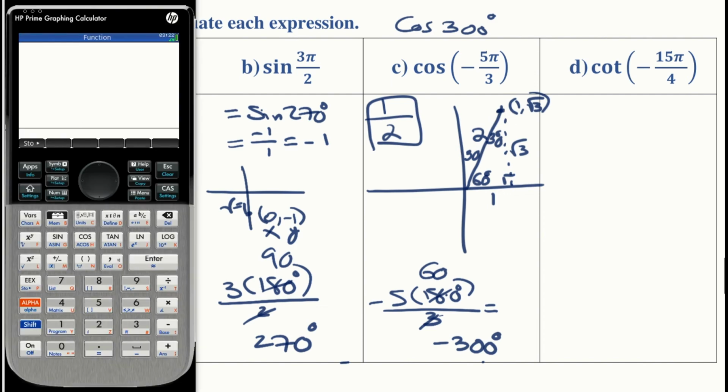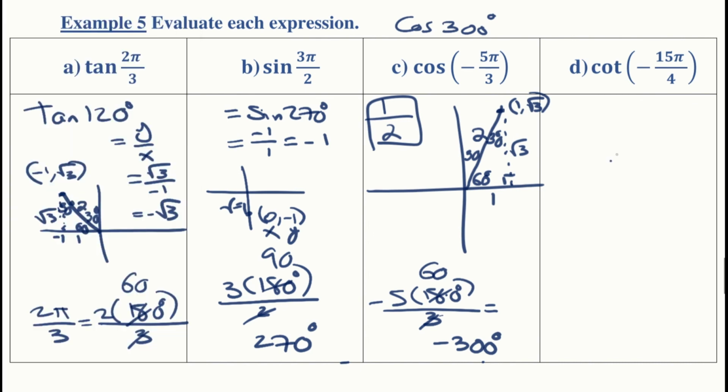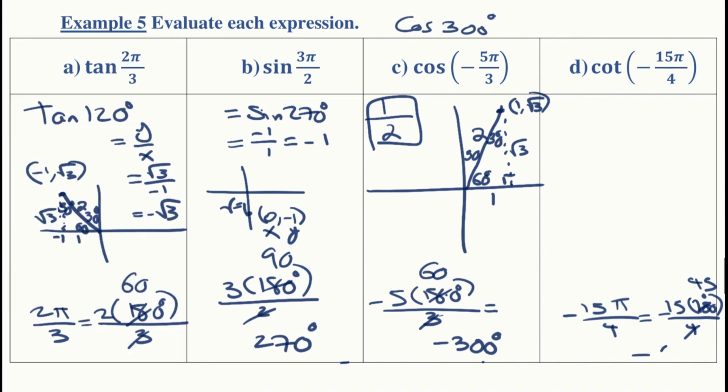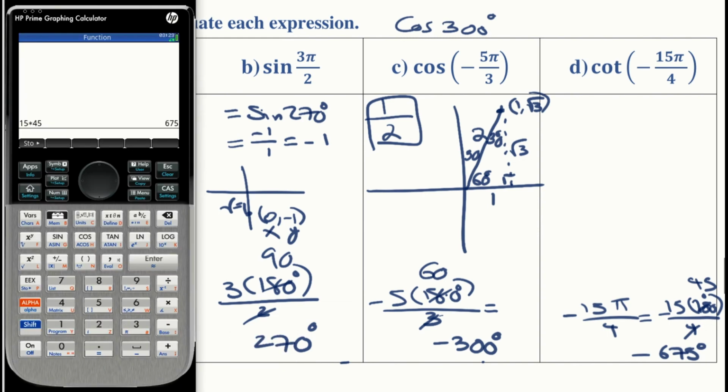All right. Okay, next we want to compute the cotangent of -15 pi over 4, which we can quickly convert. So -15 pi over 4, so -15 times 180 degrees over 4. I know 4 goes into 180 45 times. So basically we have 15 times 45. That's going to be 675. So we get negative 675 degrees.